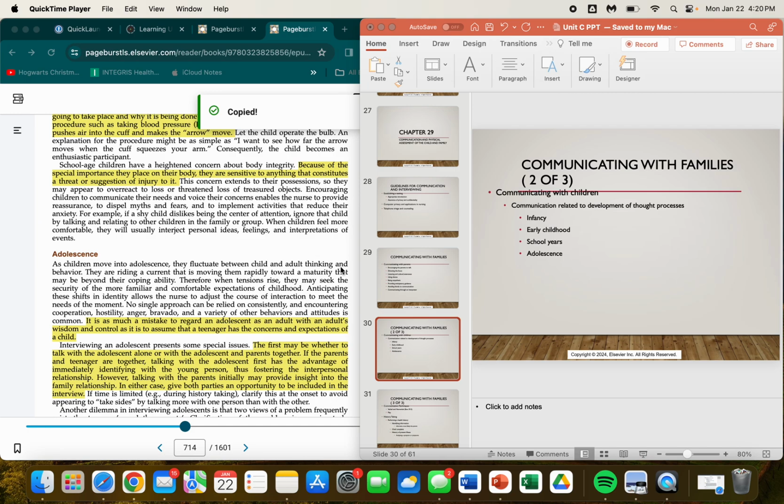School-age kids can also be very sensitive to anything that they perceive as a threat. So obviously we want to be very upfront. We want them to trust us. We want to be very truthful with them.